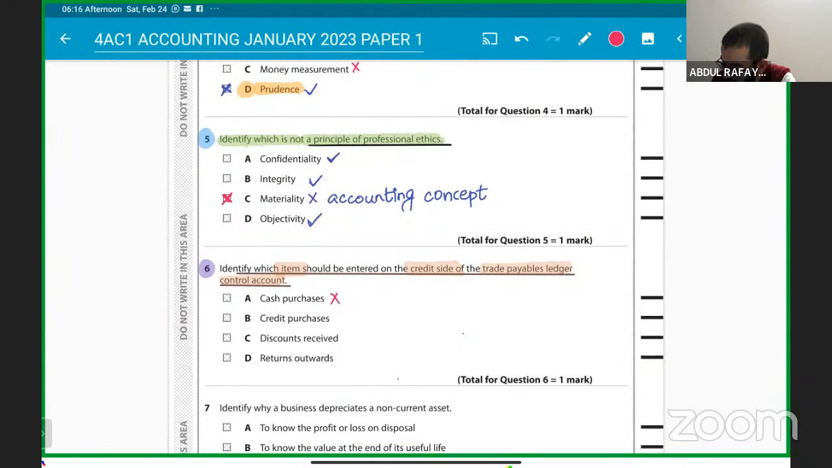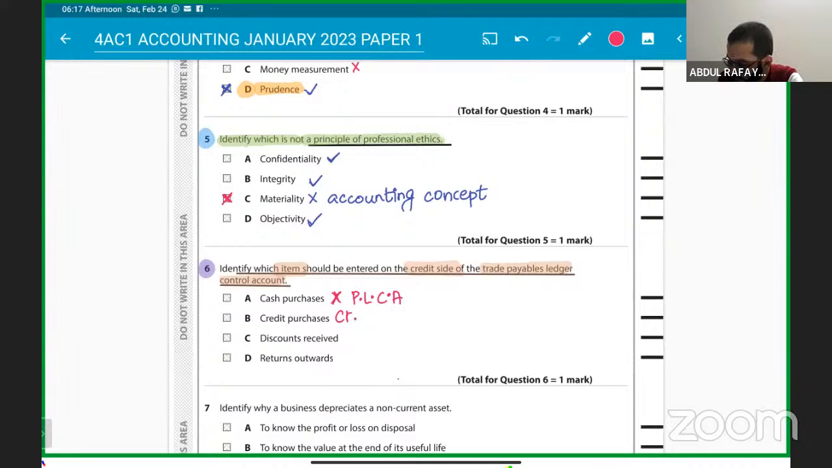Always remember, cash purchases don't come in, because every transaction on cash doesn't come into the trade payables ledger control account or purchase ledger control account. Try to bring the format to your mind and recall it. That's where credit purchases come, on the credit side. Understood?